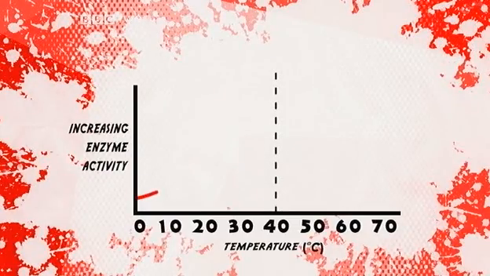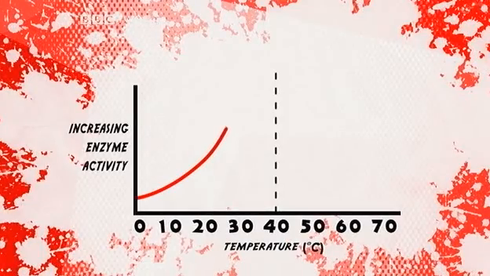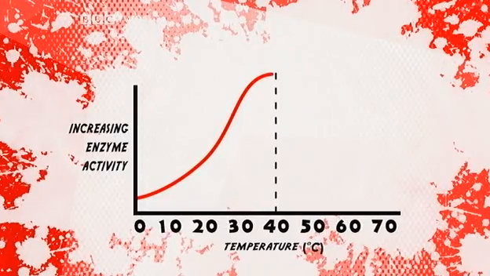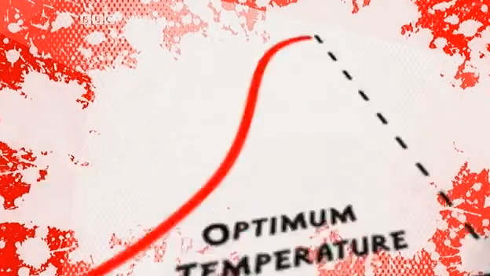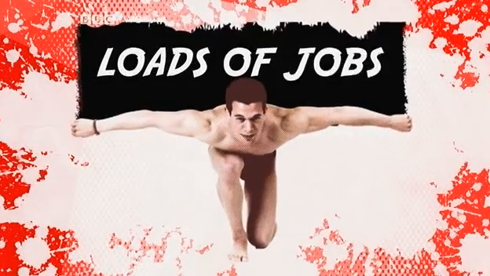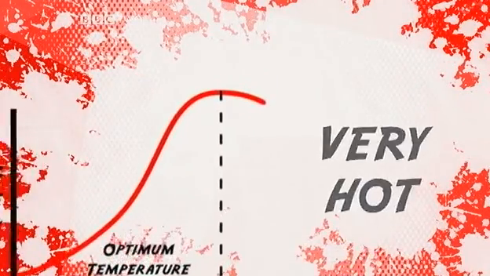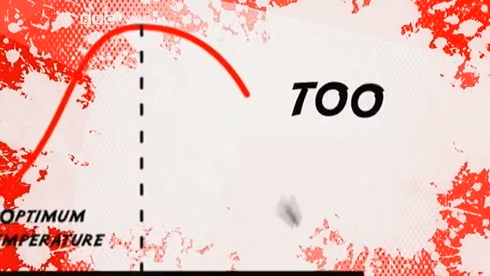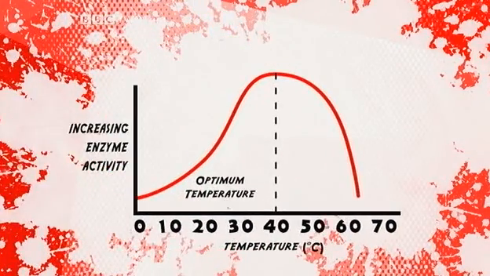Here is a graph. Higher temperatures increase the frequency and energy of collisions between the enzyme and other molecules. So the rate of reaction increases as temperature increases, up until about body temperature. That's ideal for most enzymes. Your body has loads of jobs that it needs enzymes to do. So far, so good. But if the temperature continues to rise, then the enzyme starts to get denatured. So it doesn't work as well, and the rate of activity falls.